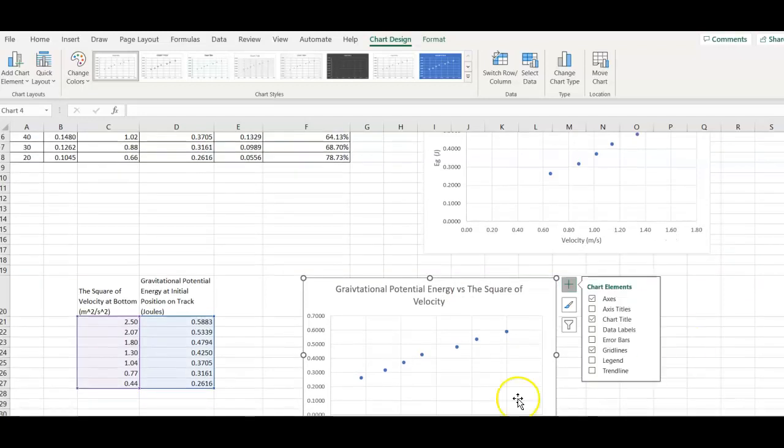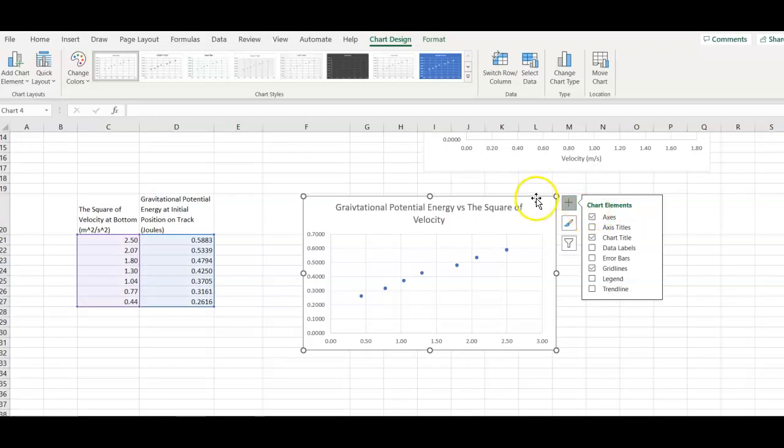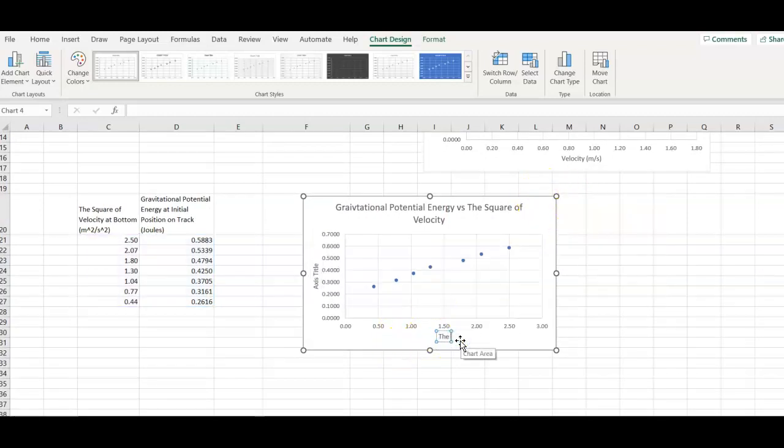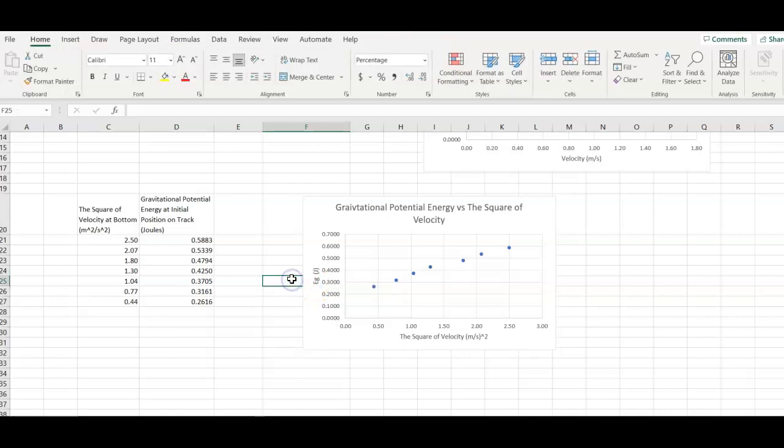And I'm going to also put some axis titles. This is now the square of velocity, so that's meters per second squared. And then this is still EG, which is measured in joules. There we go. Okay.